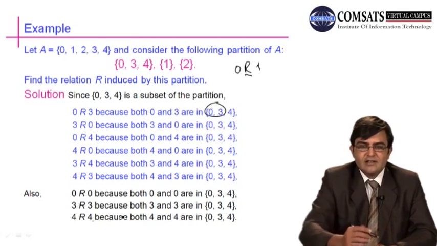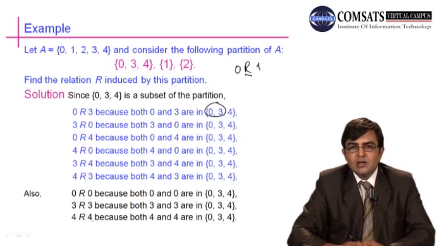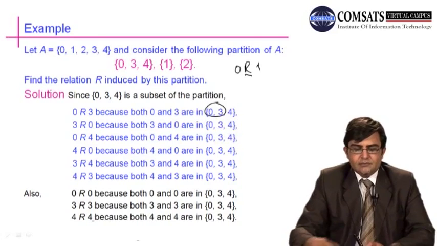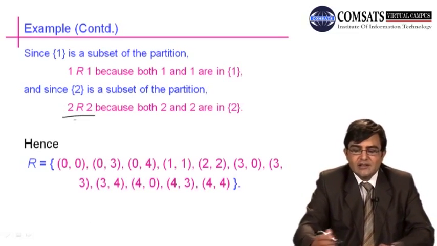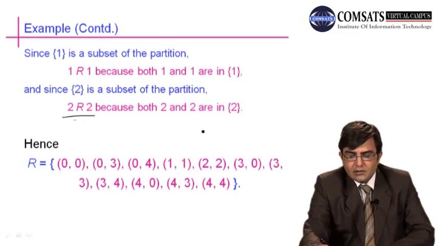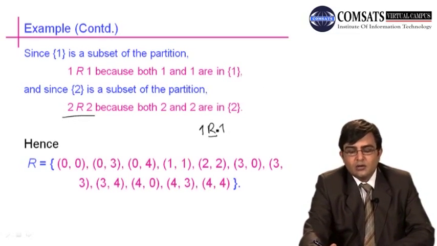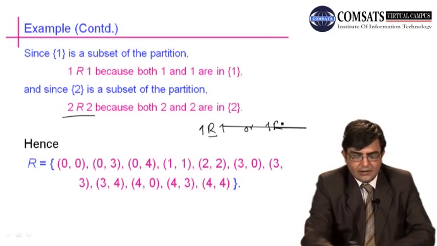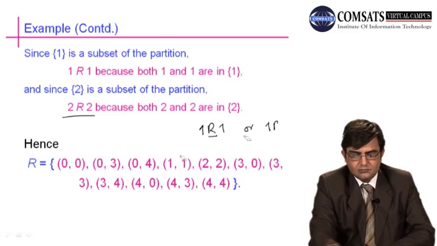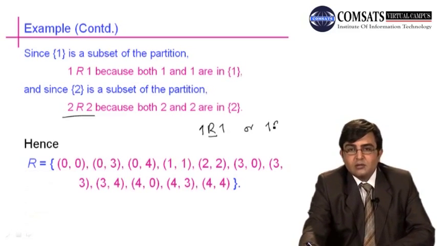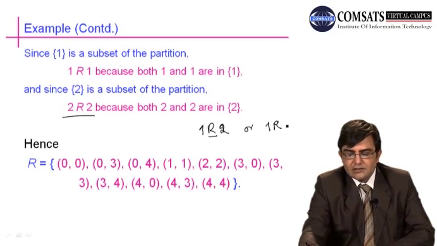Similarly, we can define 1 is related to 1, 2 is related to 2, but 1 and 2 are not related to any other elements because these are singleton sets. 1 is related to 1 because 1 and 1 both belong to the same set. Similarly, 2 is related to 2, but 1 is not related to 2, or we can write 1 is not related to 2.